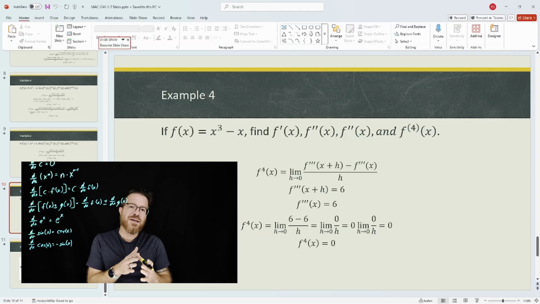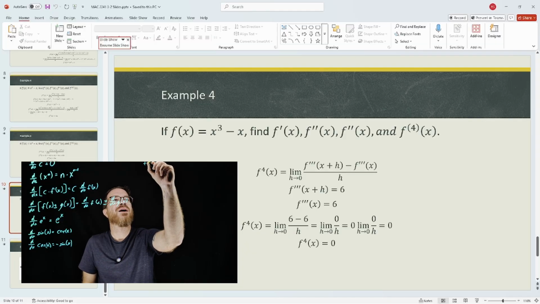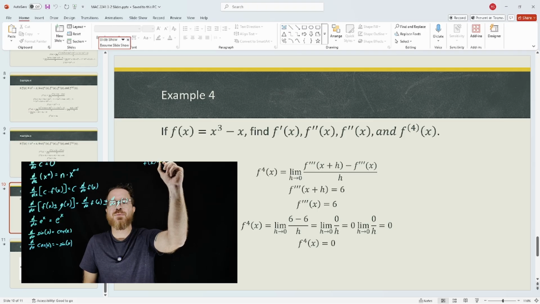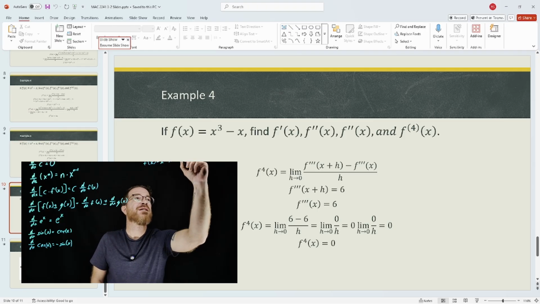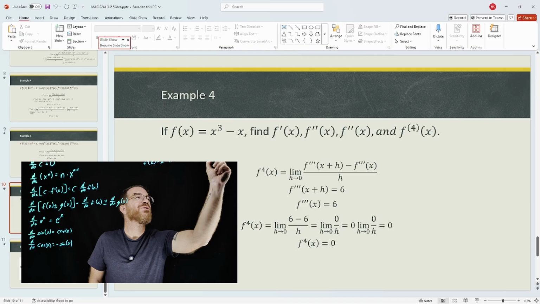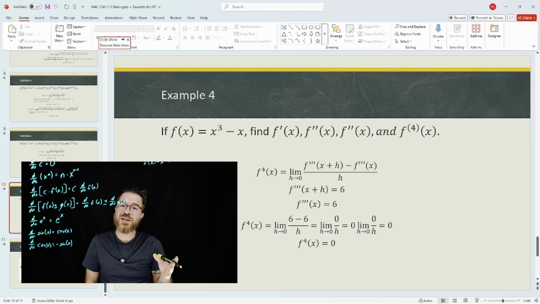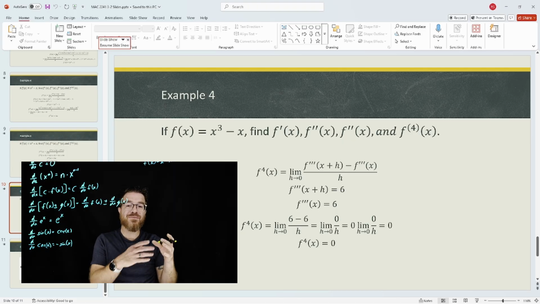Now, the last thing I want to do in this lesson is I want to go back to our function that we looked at in the prior section. So we had f of x was equal to x cubed minus x. And what we did is we found the derivative, we found the second derivative, we found the third derivative, and we found the fourth derivative. So I just want to quickly show how fast we can do this now and to make sure that it fits with what we got previously.